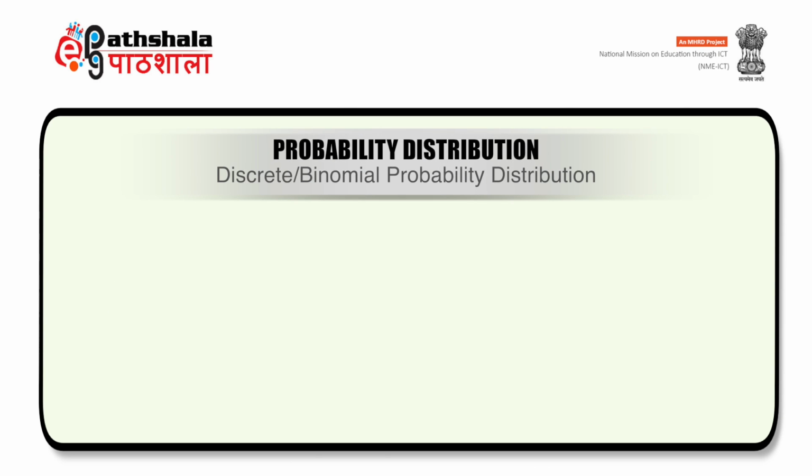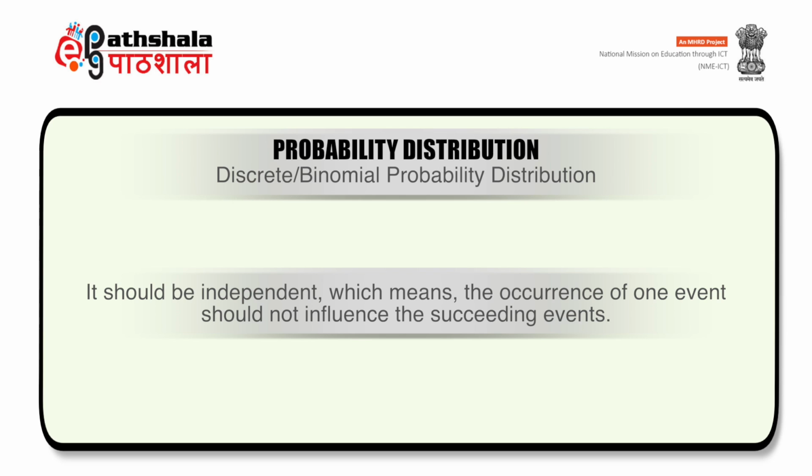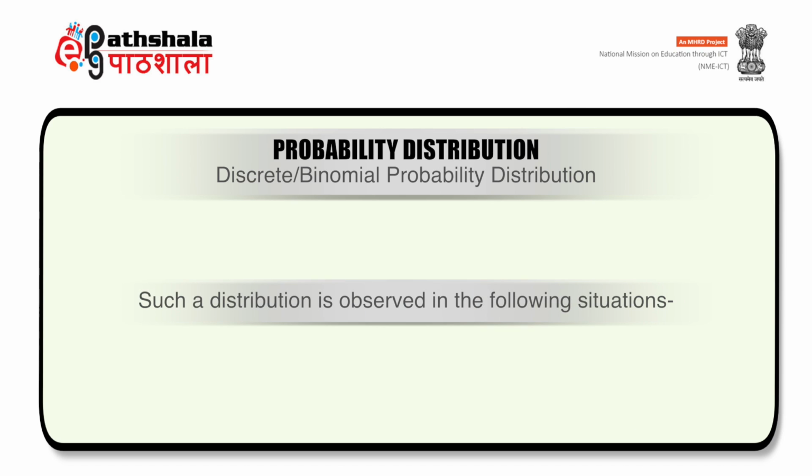Now we will discuss discrete or binomial probability distribution. Binomial distribution is based on dichotomous data. The event has one of two possible outcomes. It should be independent, which means the occurrence of one event should not influence the succeeding events. Such a distribution is observed in the following situations.